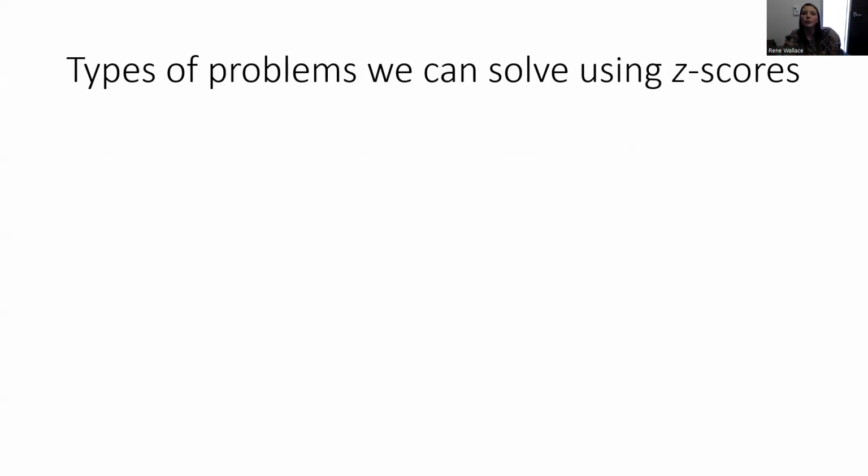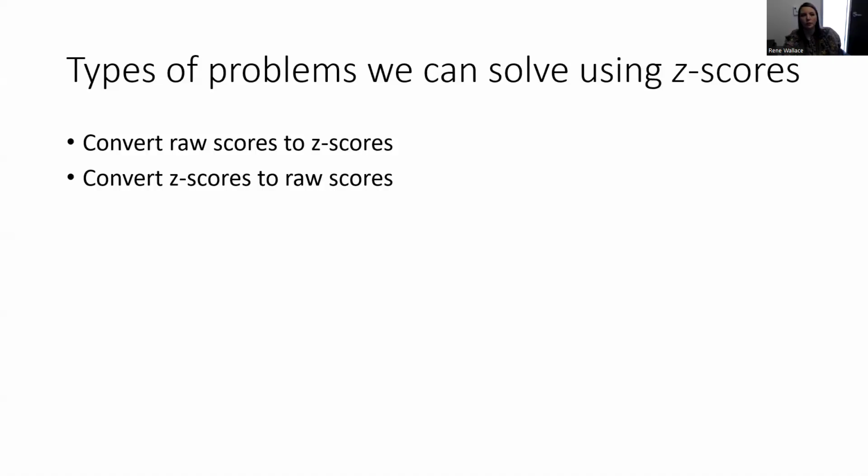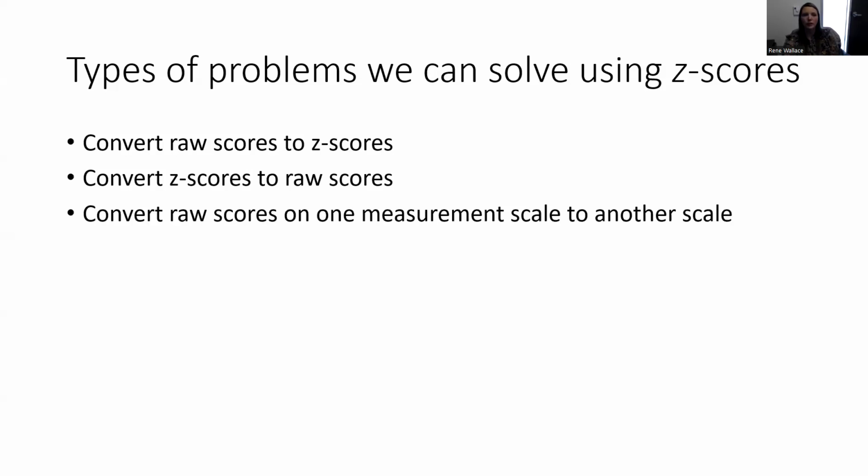So what kind of problems can we solve with our z-scores? We can convert raw scores to z-scores, like we just did with the SAT, ACT example. We could also convert z-scores to raw scores. So maybe you know the z-score, but you don't know what that score actually was. And then we can take those two things and use them to figure out something else. We can convert a raw score on one measurement scale to a score on another.